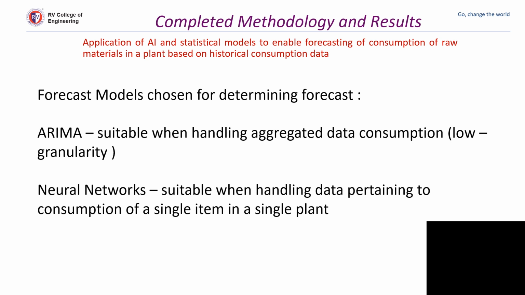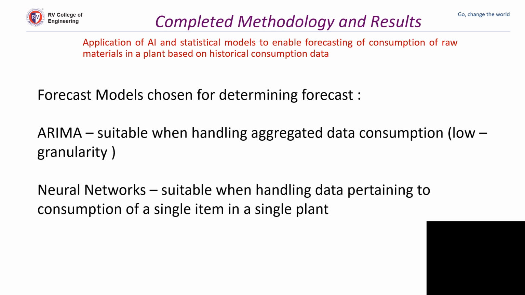The second model that we'll have to use is the neural networks. The problem with ARIMA is that it cannot handle certain time series data. For instance, if you want the forecast for one item which is consumed in one plant, then the ARIMA model is not the most suitable model because there will be many zeros in the consumption. When I say zeros, what happens is the materials or the raw materials are not consumed every day.